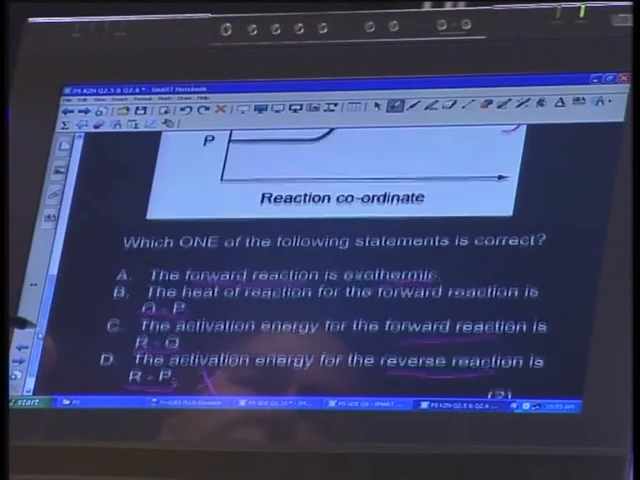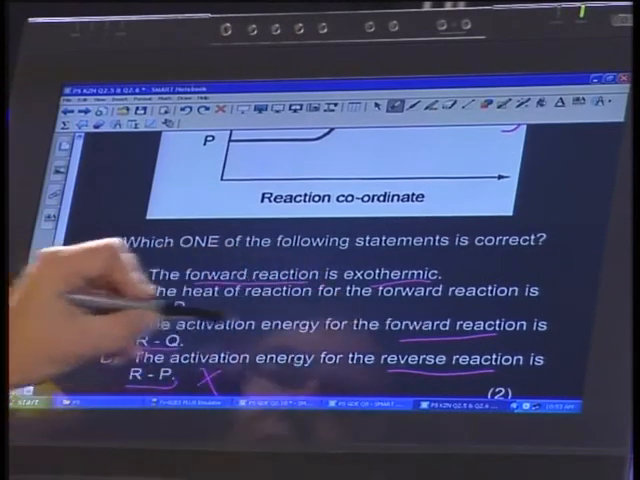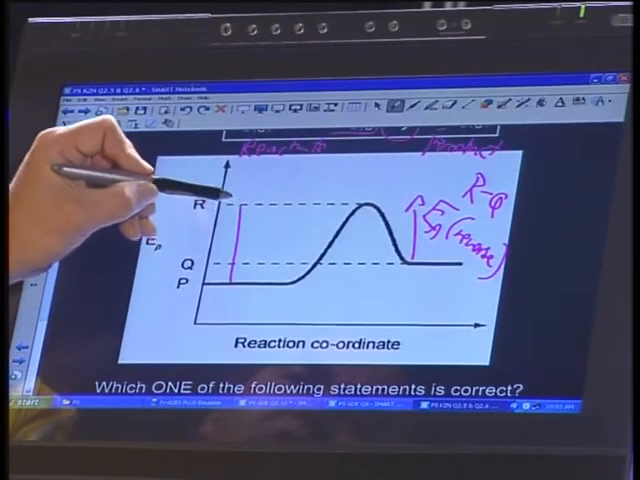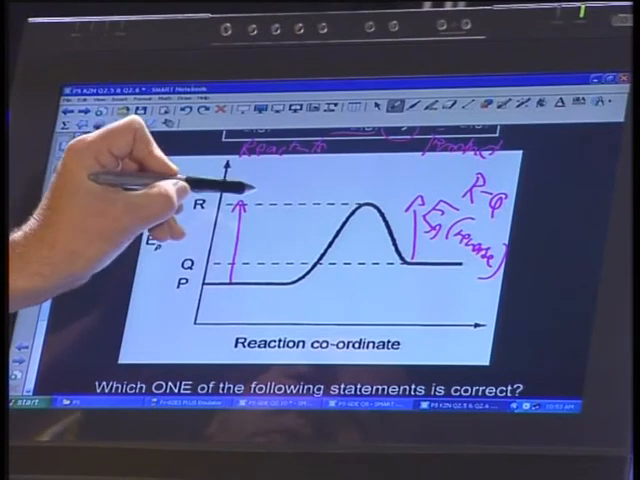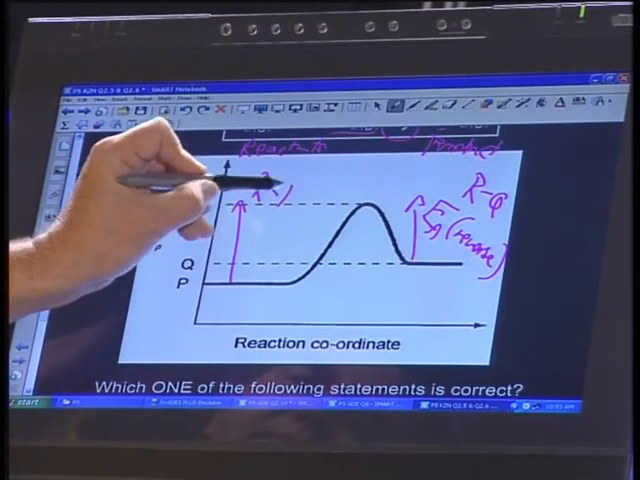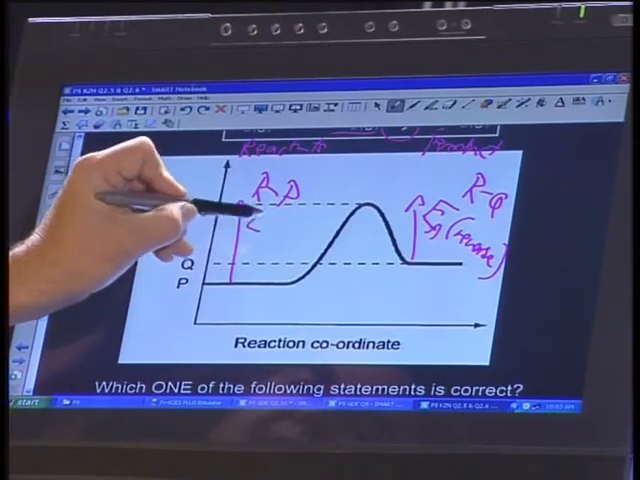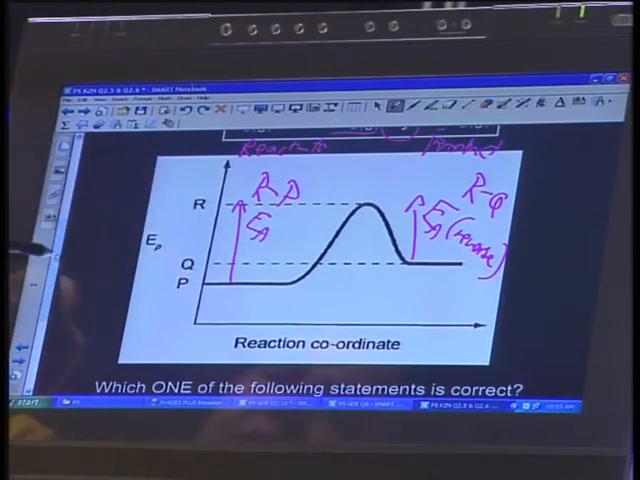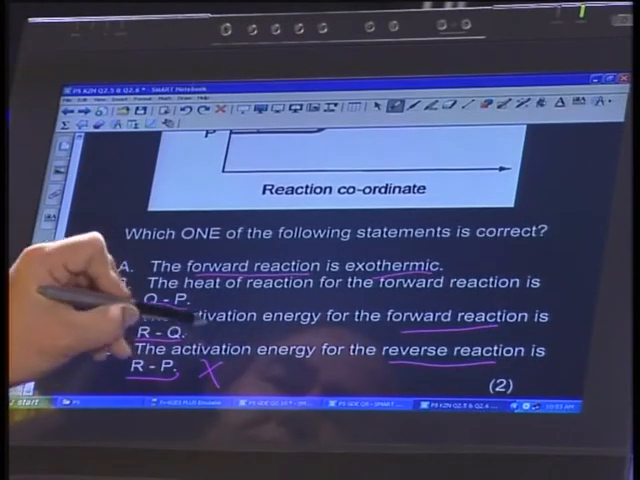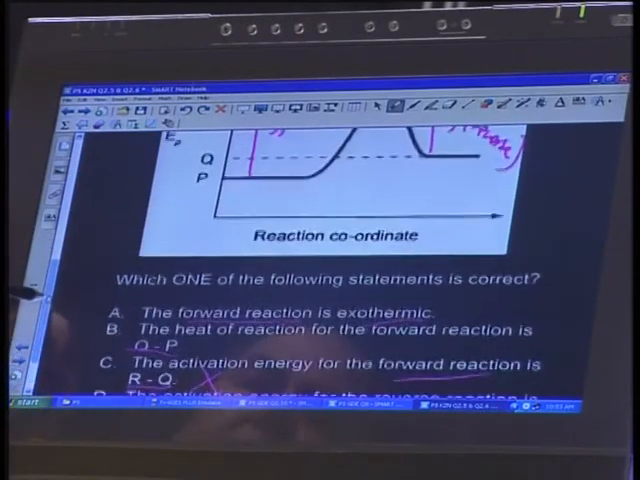Now let's have a look at the activation energy for the forward reaction. For the forward reaction, we start with the final, which is R, minus the initial, minus P, and that would be the activation energy for the forward reaction. So what do we say? It is R minus P. So that one is also wrong, not the correct one.